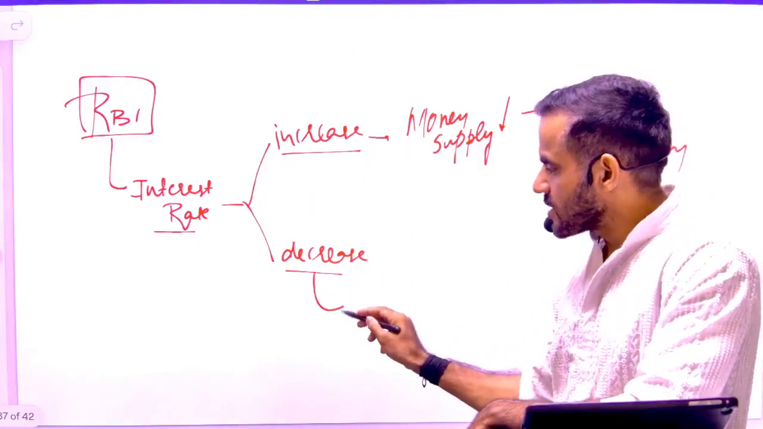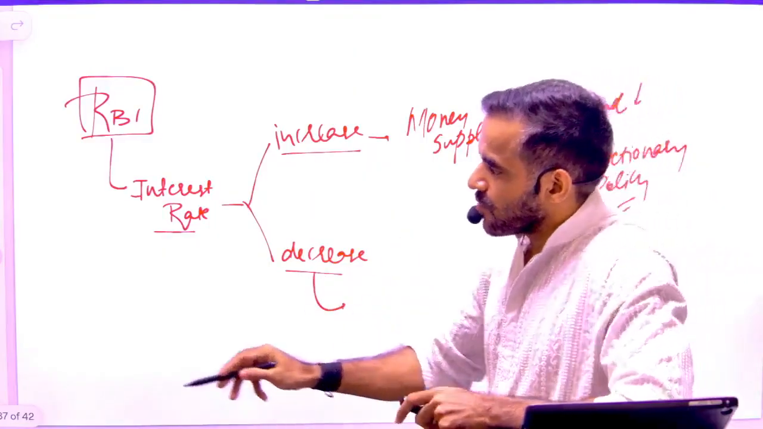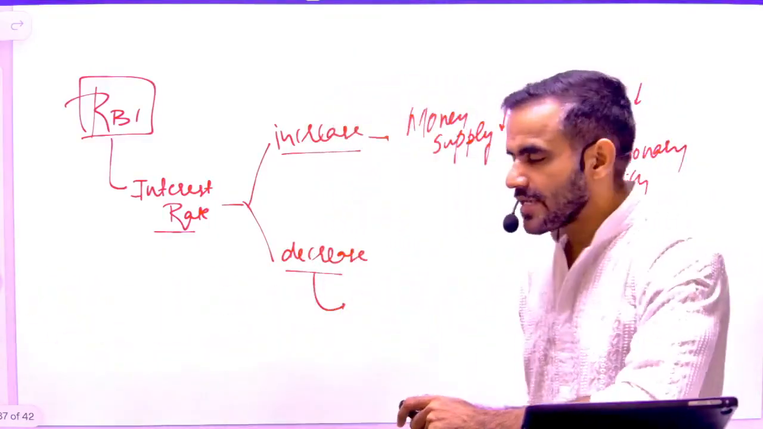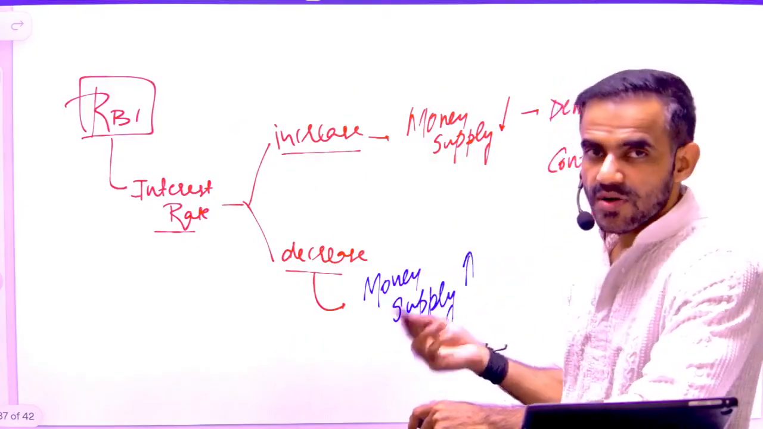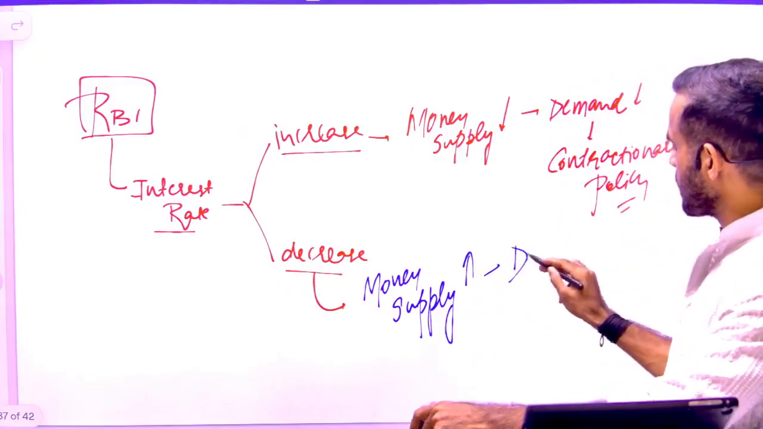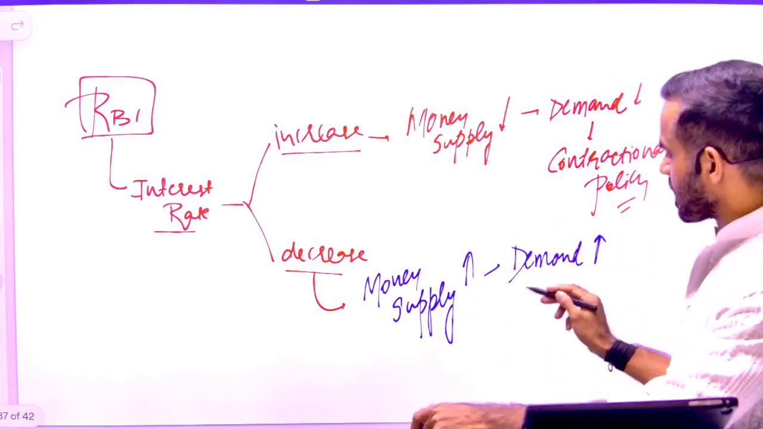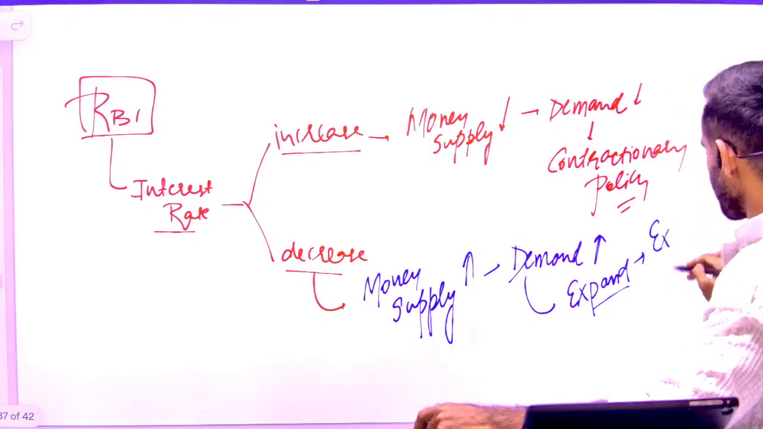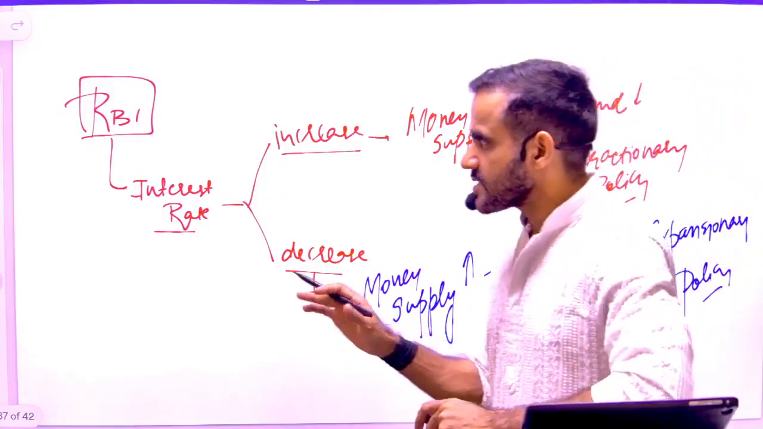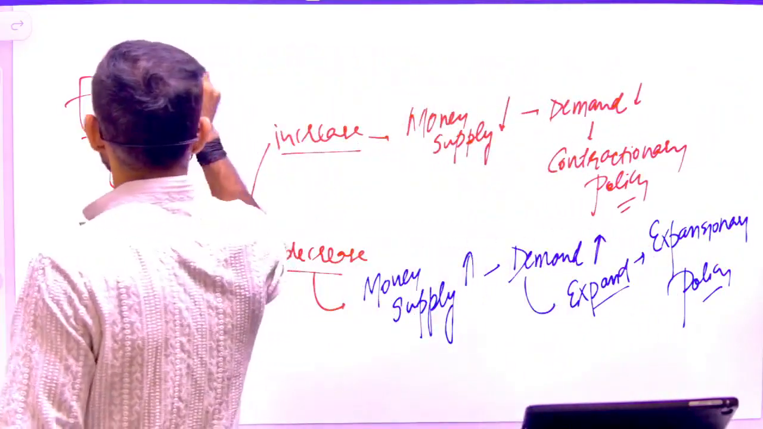If RBI is going to decrease the interest rate, what will happen? Money supply will increase. If money supply increases, it will increase the demand. If demand increases, the economy will expand, and this is why it is referred to as expansionary policy. This is by RBI. RBI is our monetary authority.